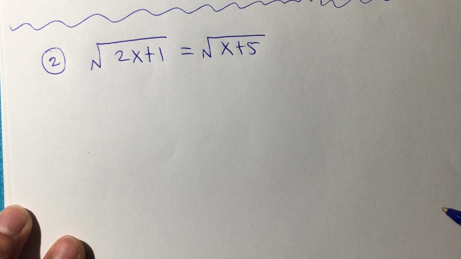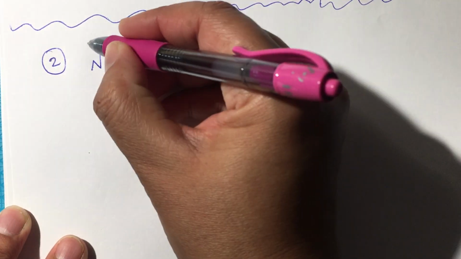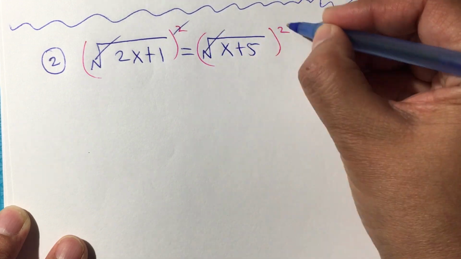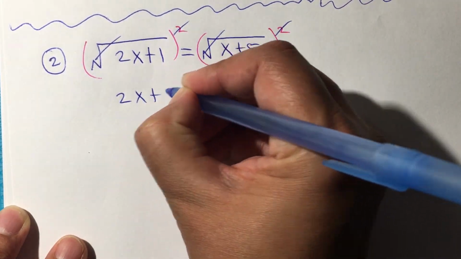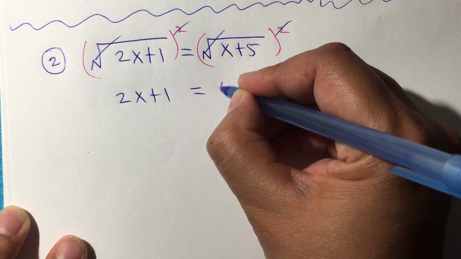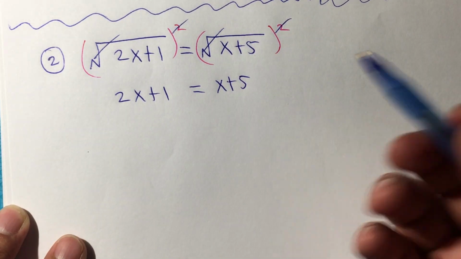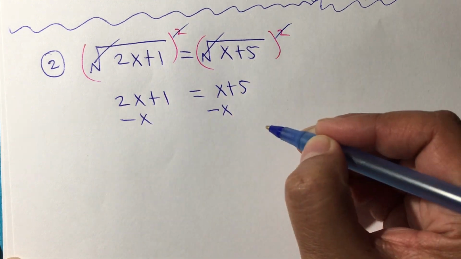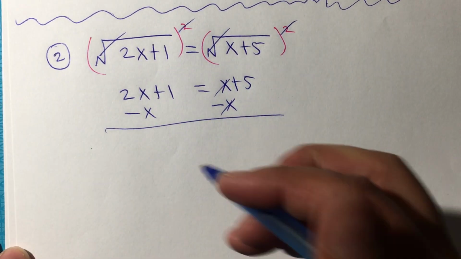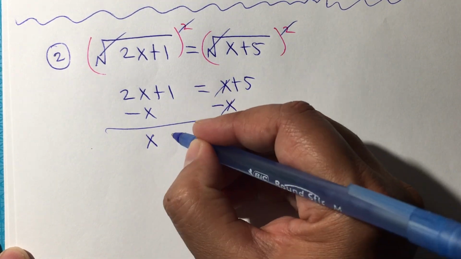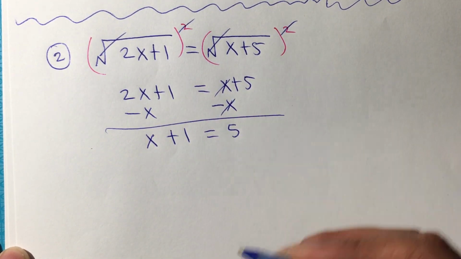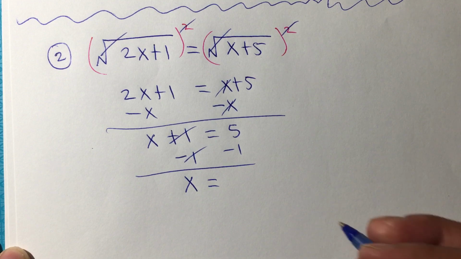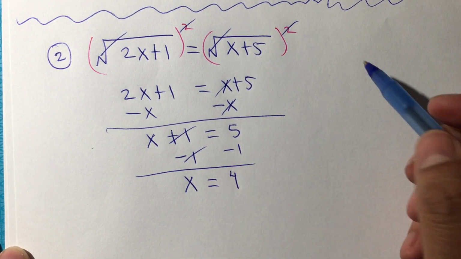Number 2, what we're going to do again is square both sides. This cancels, and so we get 2x plus 1 equals x plus 5. Now, because we don't have any more square roots or squares, all we do is get rid of the x in here. And this cancels. 2x minus x is x, bring down the 1. Bring down the 5. And we subtract 1 from both sides. And so x equals 5 minus 1, which is 4.